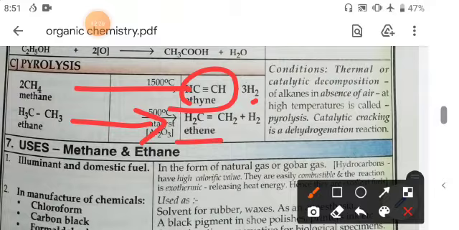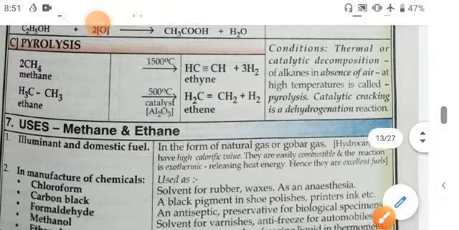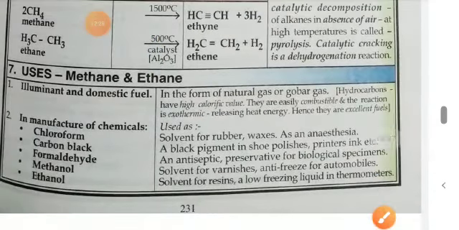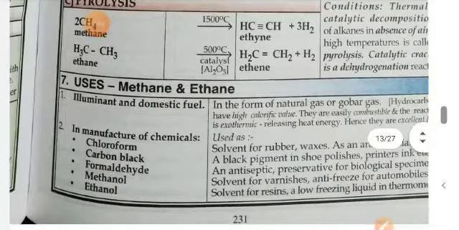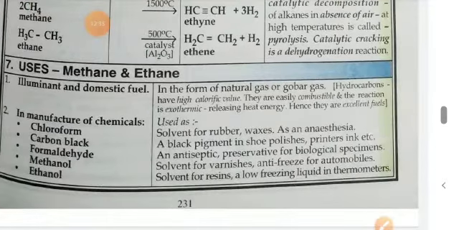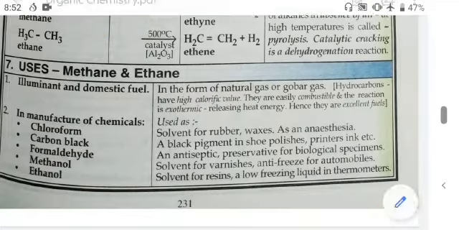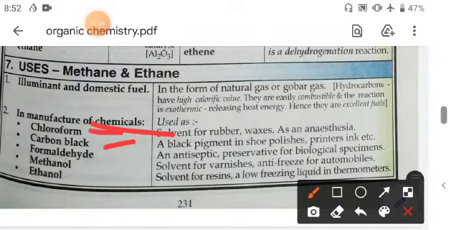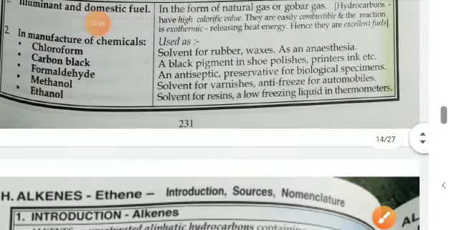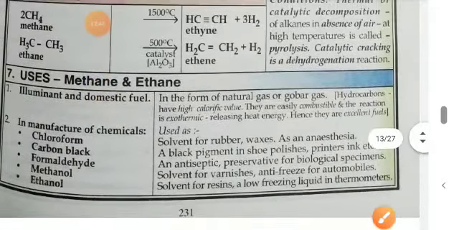Now uses of methane and ethane: illuminants and domestic fuels, and also in manufacturing of chemicals like chloroform, carbon black, formaldehyde, methanol and ethanol. For all these purposes these are used. That's all for today.